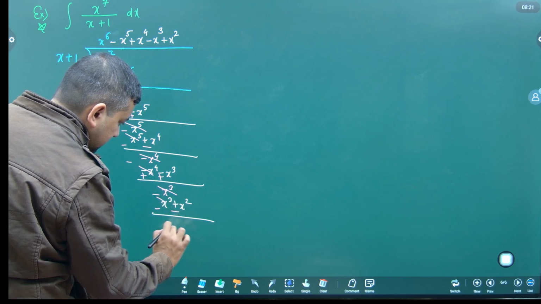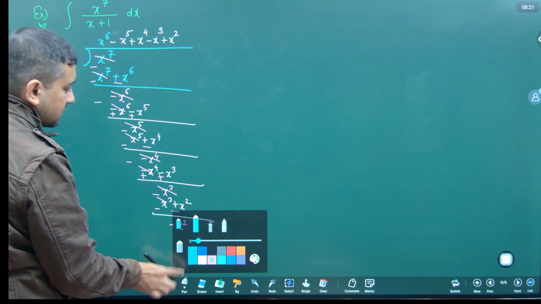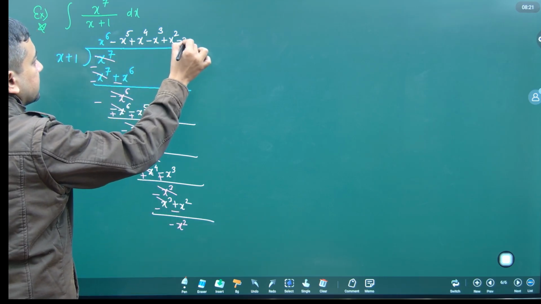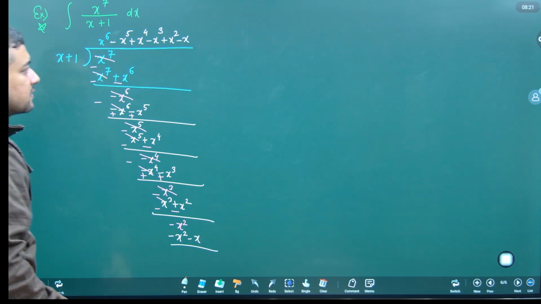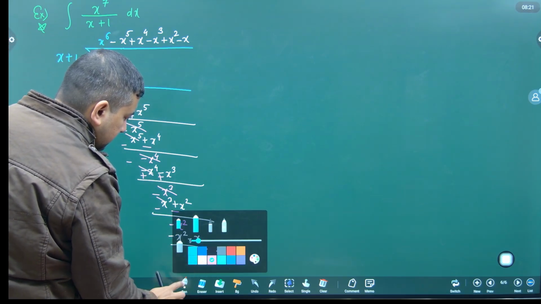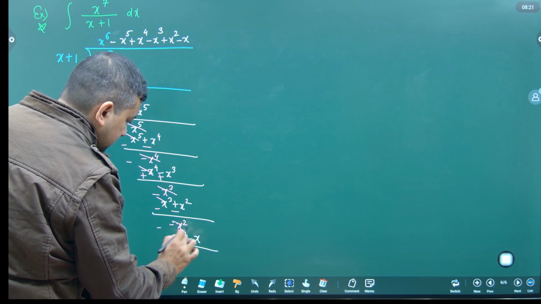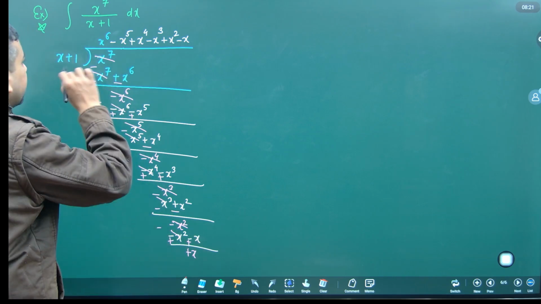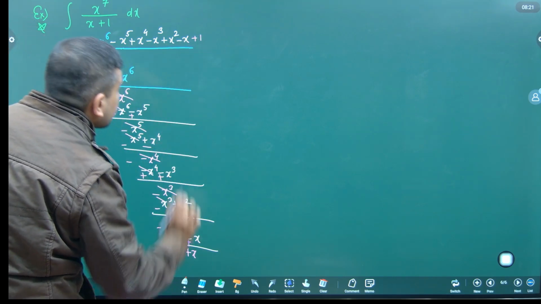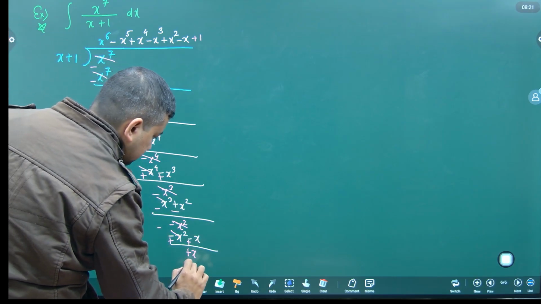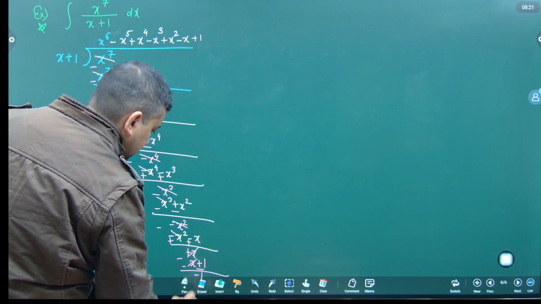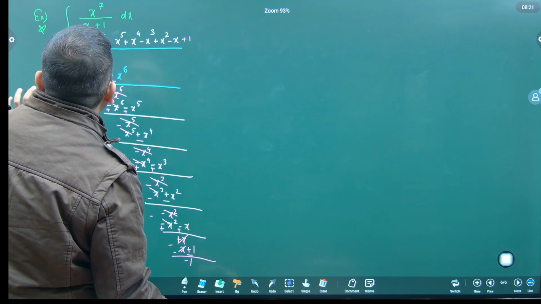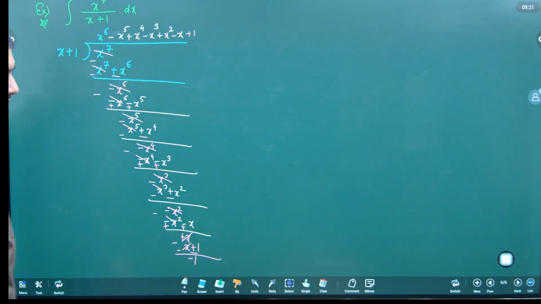Again subtraction, minus, this gets cancelled, minus x square. Now, minus x square divided by x, minus x. So, minus x square minus x, correct? Minus x into this, minus x square minus x. Do the subtraction. If you subtract this becomes plus, this gets cancelled, plus x. x divided by x, plus 1, and 1 into this, again minus. So, what is the remainder? See here, okay, I think this is visible. What is the remainder? Minus 1. Is this correct?